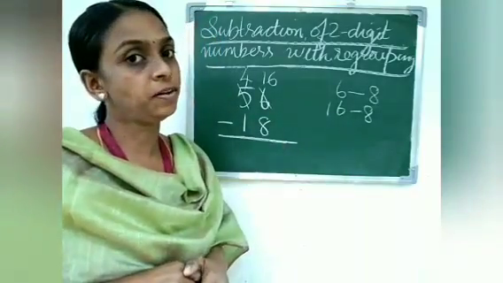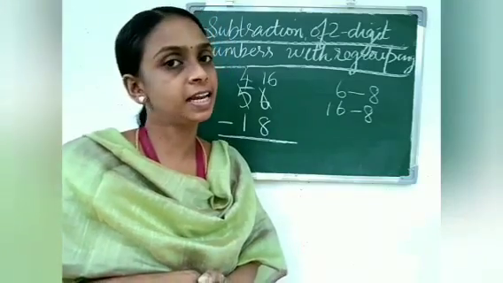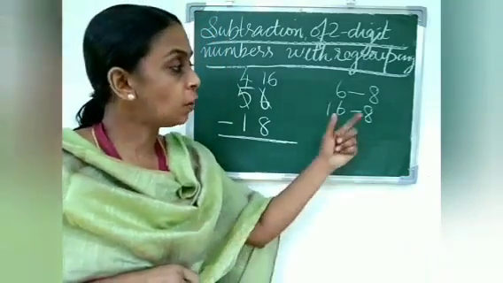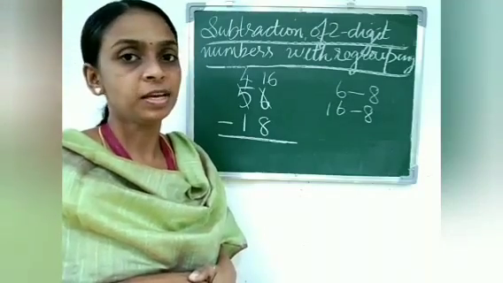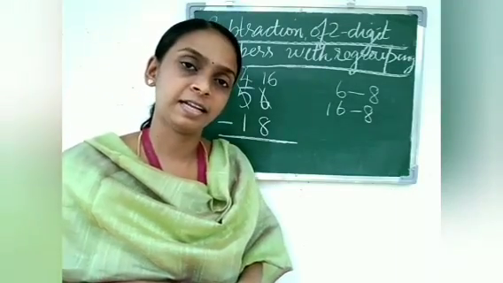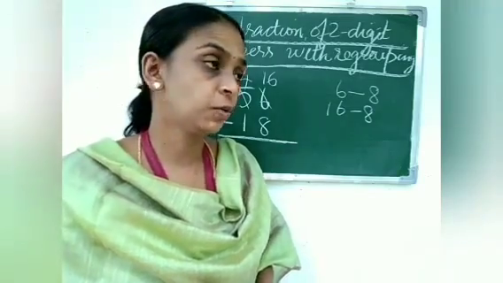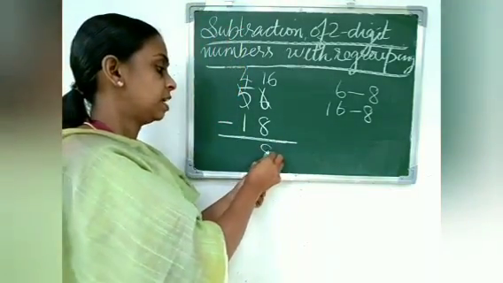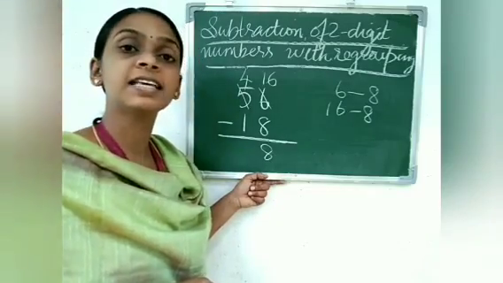Yes, now we can, because 16 is the bigger number. Now we will subtract 8 from 16. So what is the answer? 16 minus 8, what will you get? You will get 8. 16 minus 8 is 8.